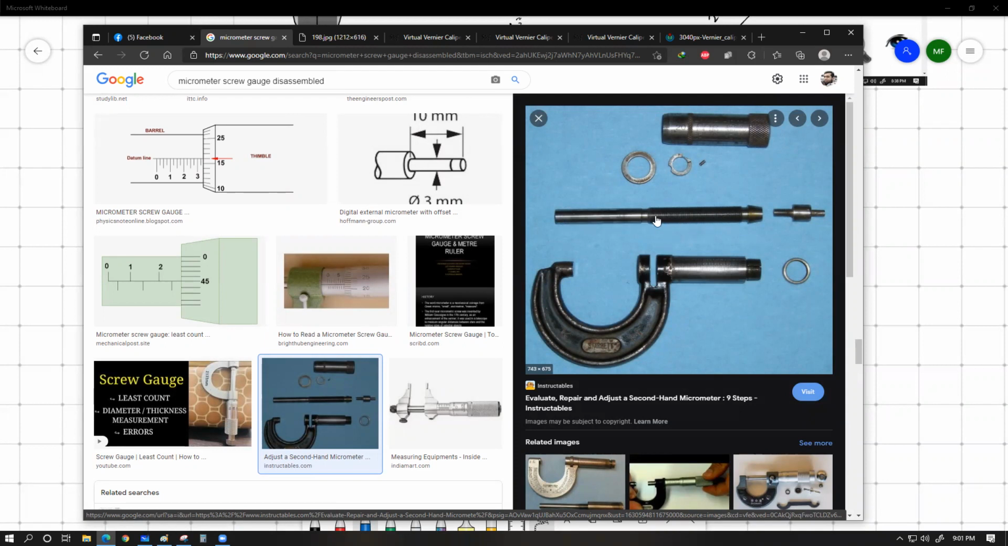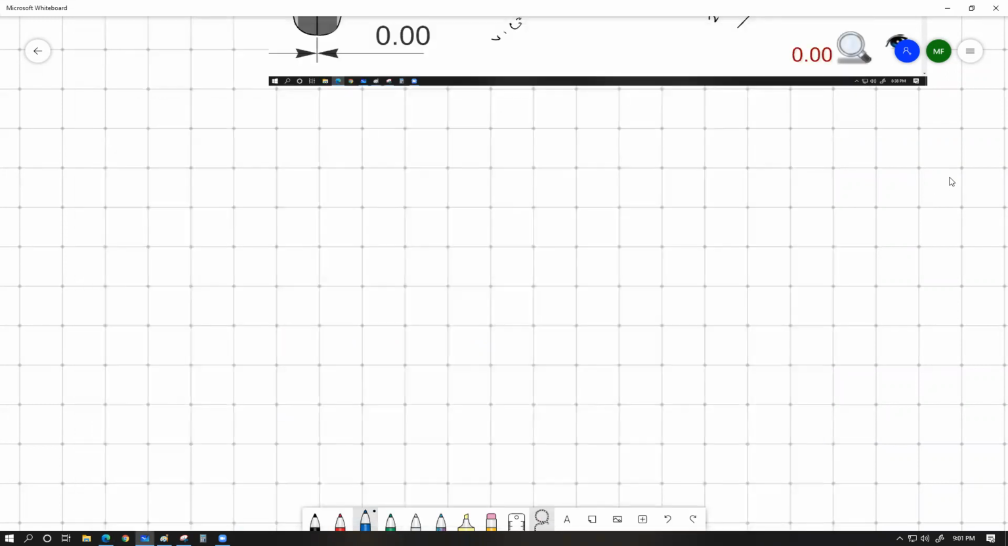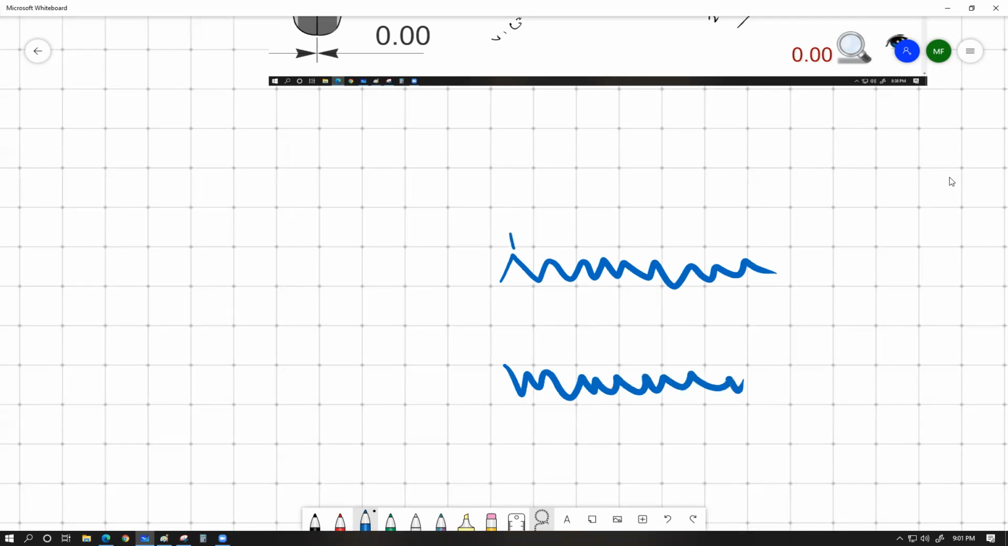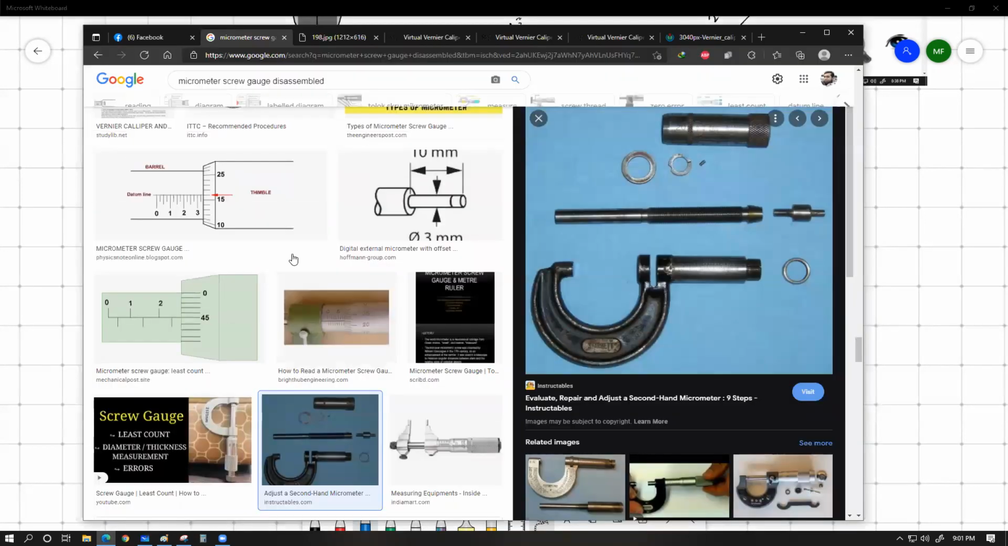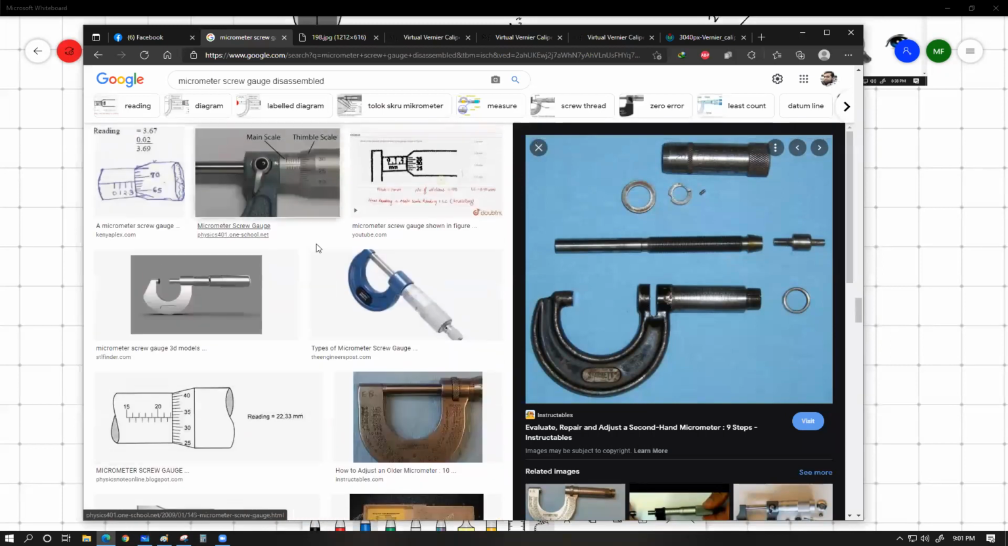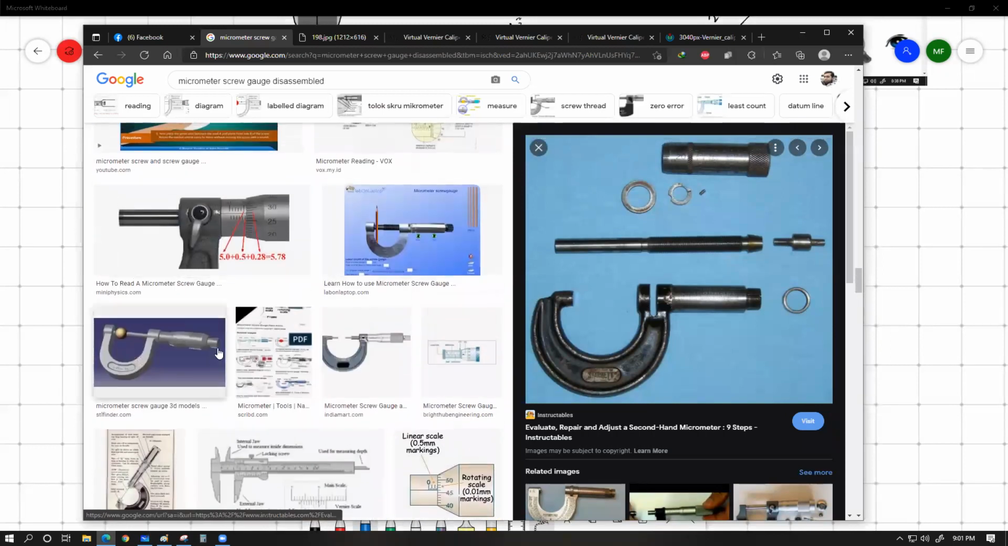This screw is machined in a very precise manner so that the gap between each individual tooth, let's say this is the shaft on one side and on the other side this is the other part, the gap between each individual thread is exactly 0.5 millimeters. That's how it's machined. It's a very precise instrument, which means if we rotate the thimble scale, or if you rotate the ratchet, where is that thing? Yeah, let's say over here.